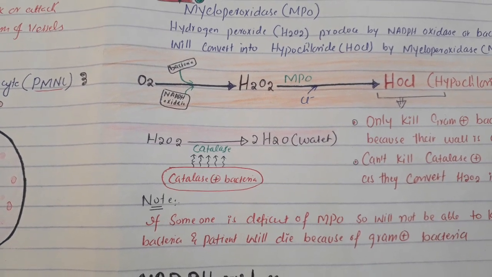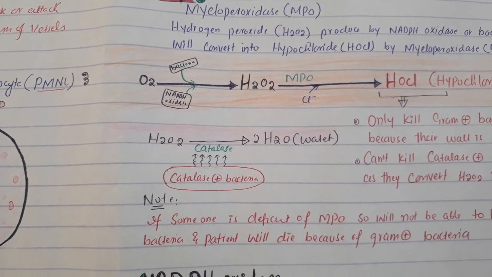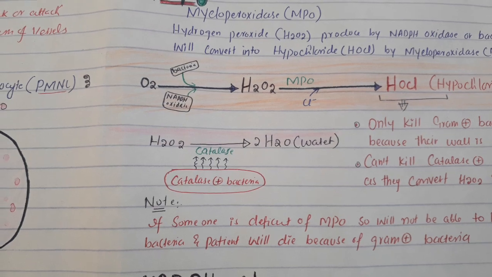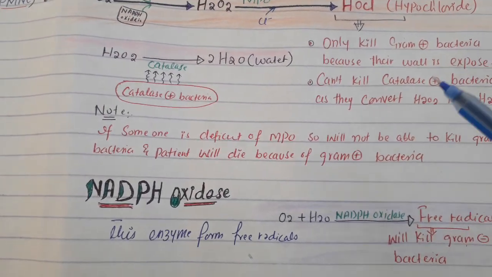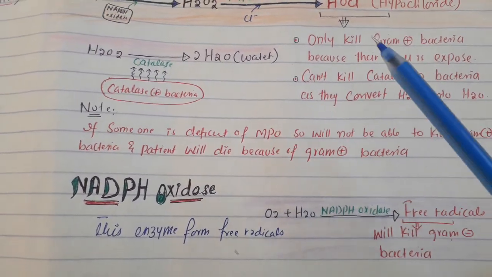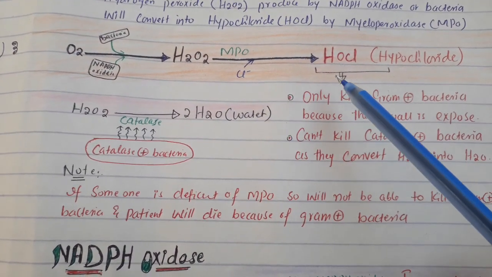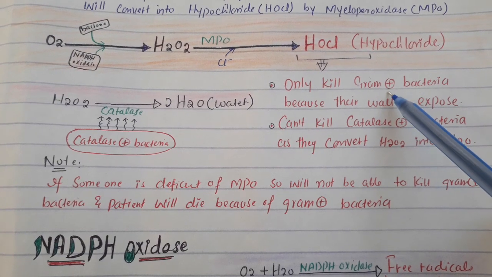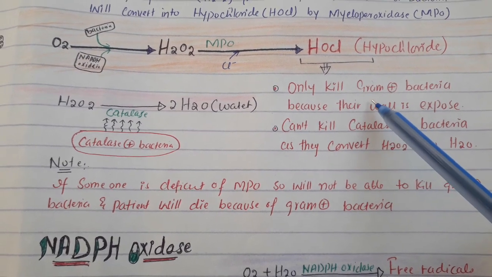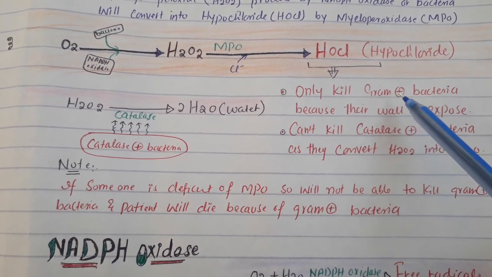So Staph aureus, Klebsiella, E. coli, Salmonella, Shigella, Aspergillus, Pseudomonas, they are going to be catalase-positive bacteria. Now, if someone is deficient in myeloperoxidase, they cannot produce HOCl. If they cannot produce HOCl, they cannot kill gram-positive bacteria, and the patient is going to die because of the gram-positive infection.